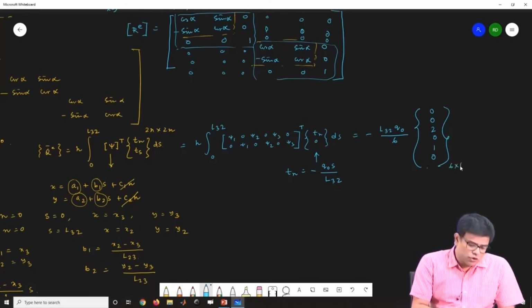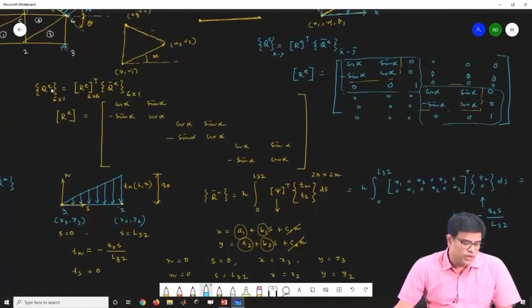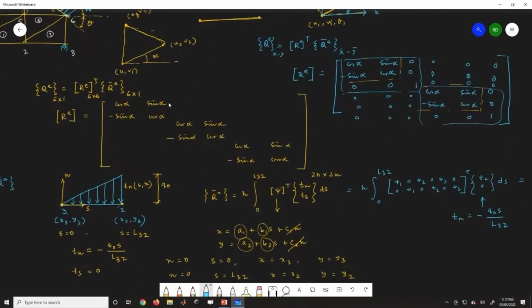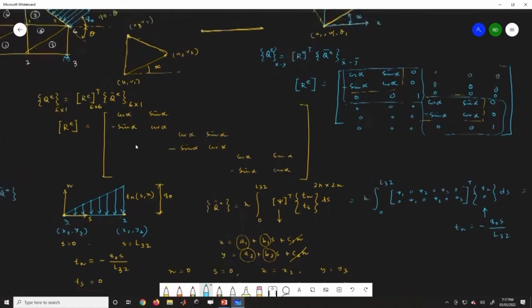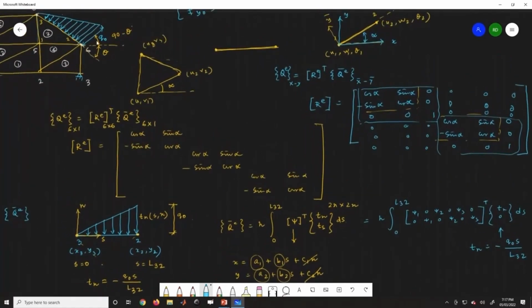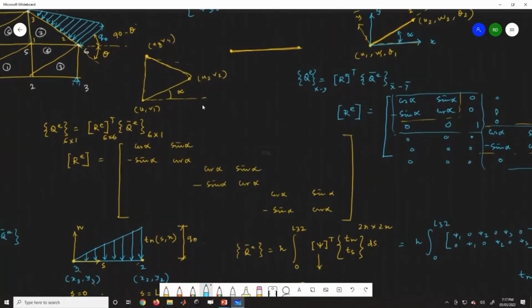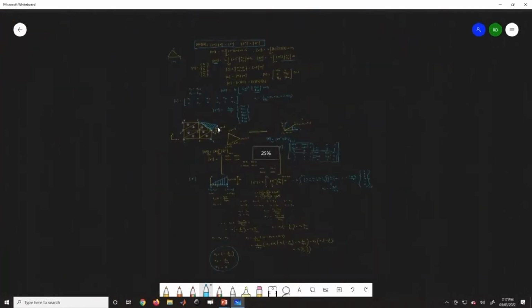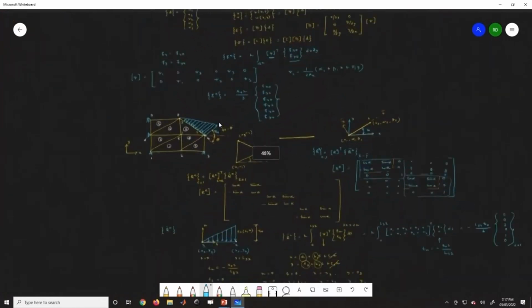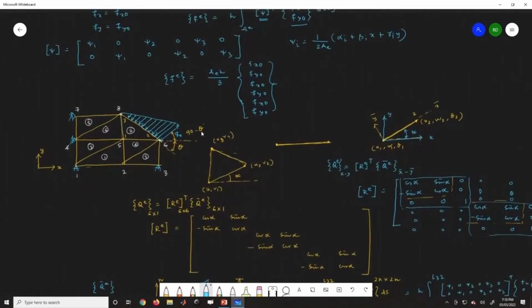Now once I know this QE bar, then I have to find out this QE. To find out QE, I have to pre-multiply with the rotation matrix transpose. This rotation matrix transpose is essentially how much the angle is with this quantity. Just a second, yeah, so this is 90 minus theta.